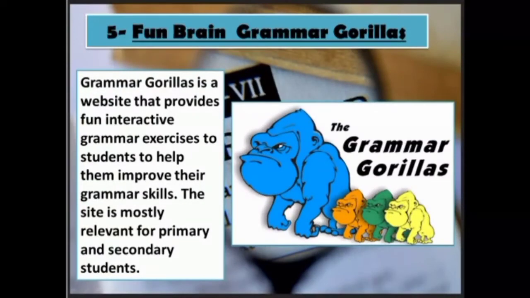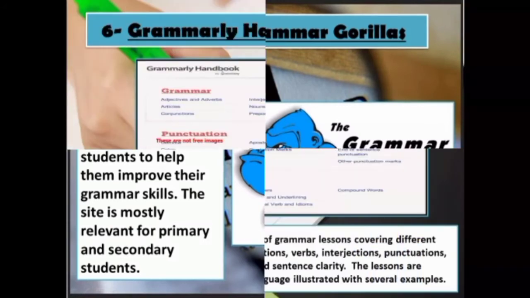Number 5. Fun Brain Grammar Gorillas. Grammar Gorillas is a website that provides fun interactive grammar exercises to help students improve their grammar skills. The site is mostly relevant for primary and secondary students.